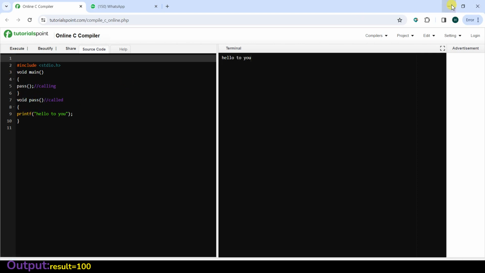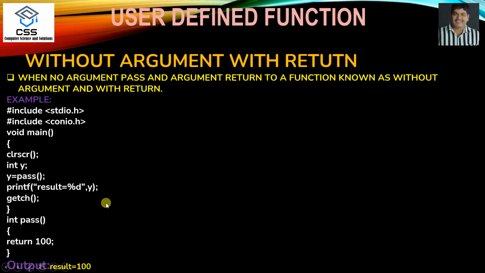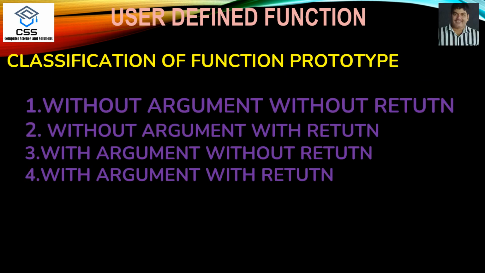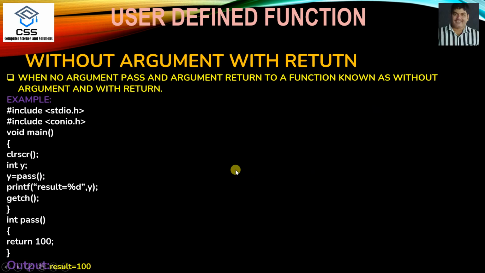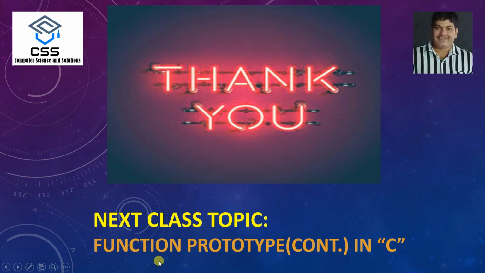So the two prototypes we wanted to discuss, I have completed: without argument, without return, and without argument, with return. The other two prototypes, with argument, without return, and with argument, with return, will be discussed in the next class. In the next class we are supposed to complete the function prototype, followed by the recursion of the function starting.